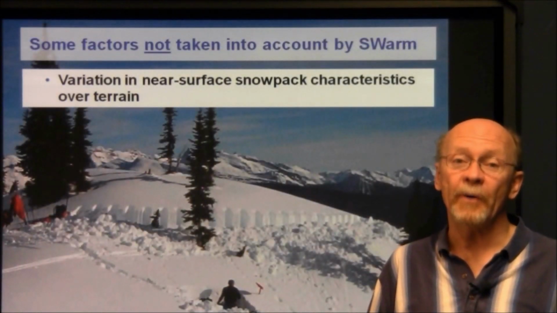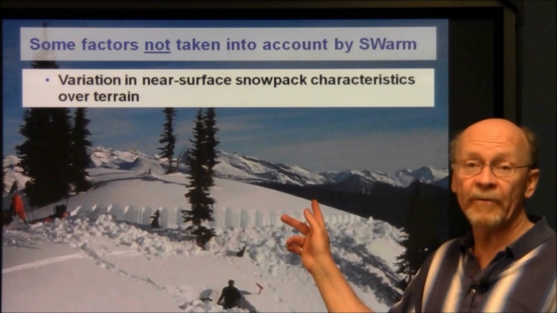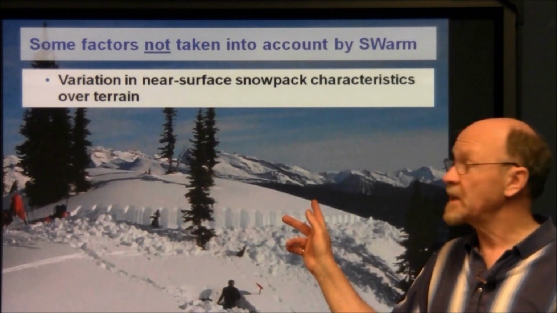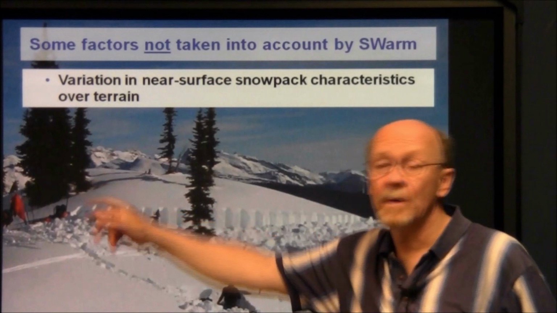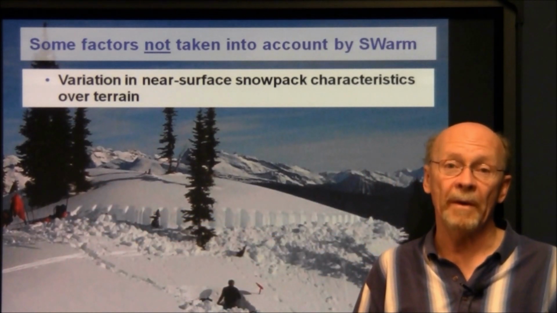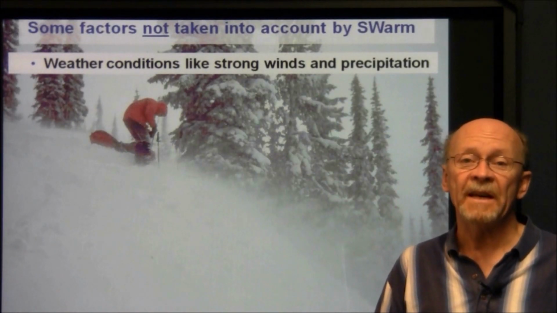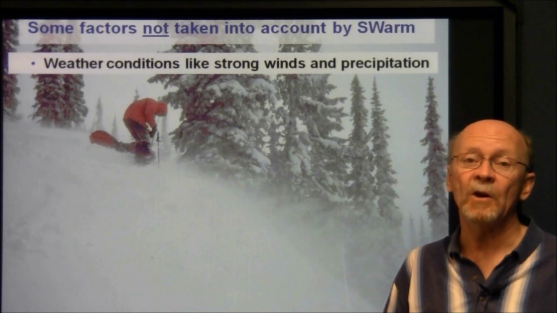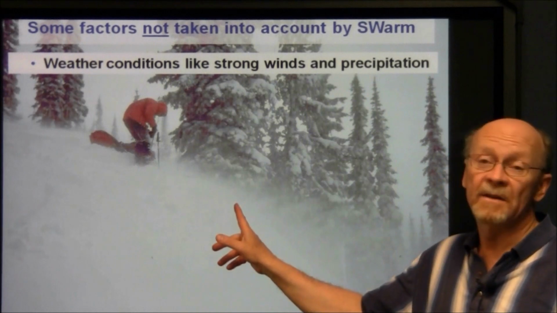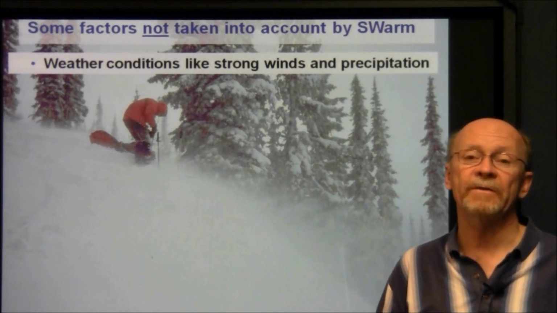If there is substantial variation in the near-surface snowpack properties, such as the presence of a melt-freeze crust on the south aspect and fresh, dry snow on the shady north aspect, then SWARM's estimate of daytime warming will be less accurate. The data set used to calibrate SWARM did not include weather conditions such as strong wind or precipitation, either of which can affect the snow surface energy balance.